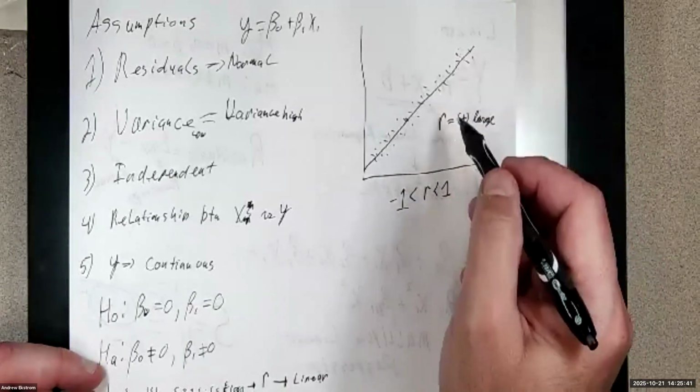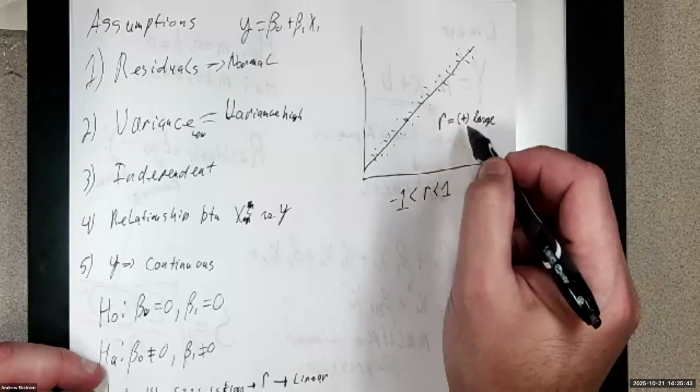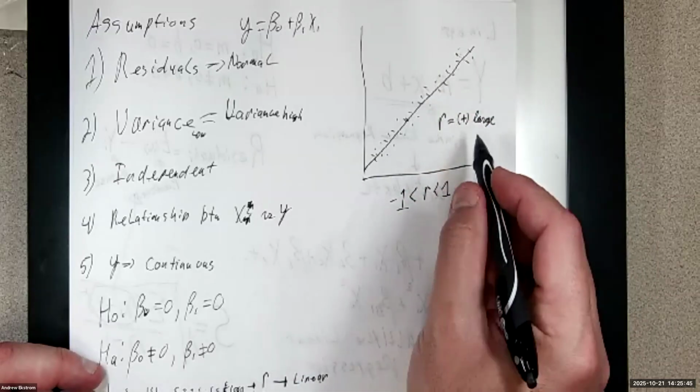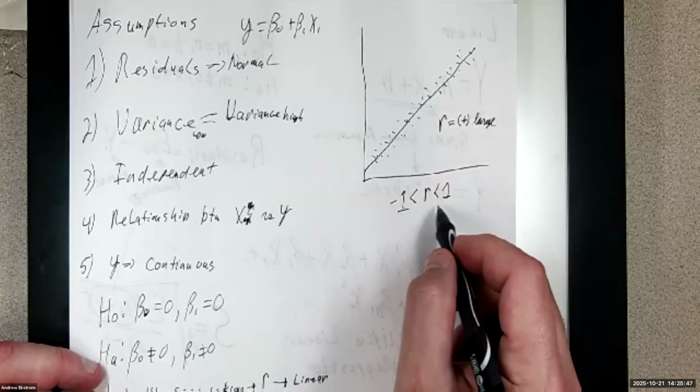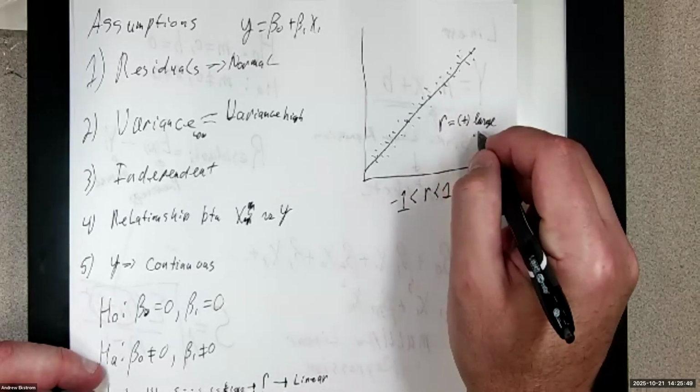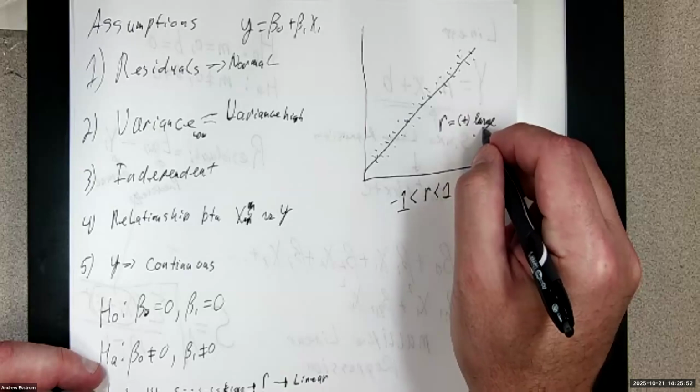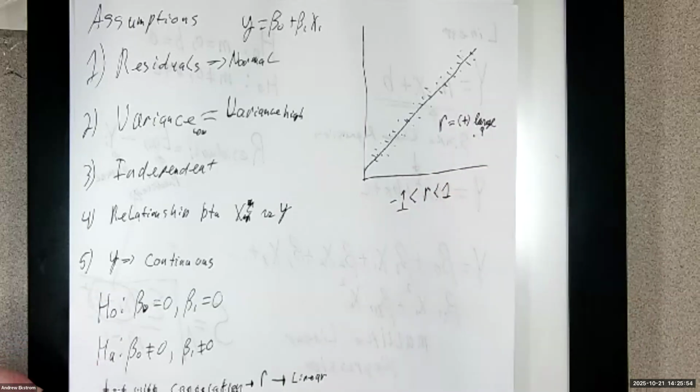If it's a +1, it's a perfect correlation and it's going to be sloping up. So if I had data like this, because it's going up, I'm going to assume that it's positive, and then large based on what we have here. So it wouldn't surprise me if we looked at data like this and found that R was like, say, equal to 0.9 or something larger than that.